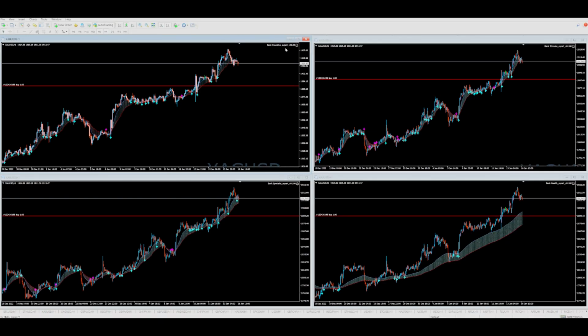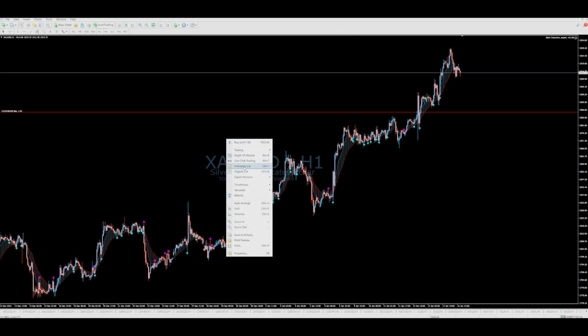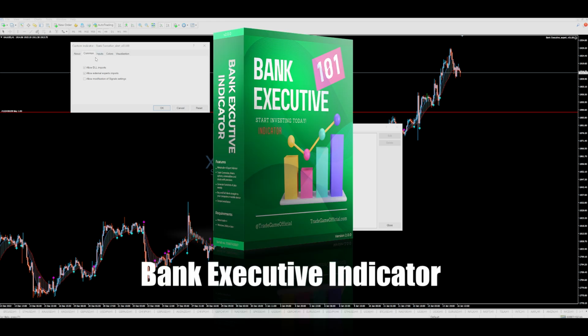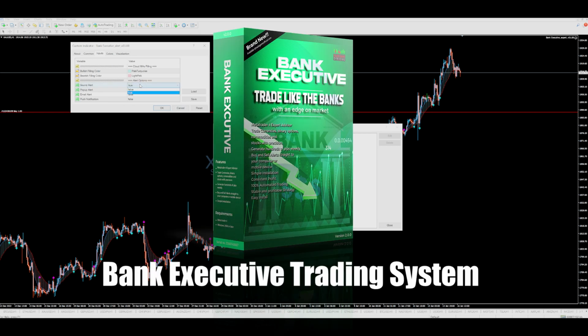So first we're going to start with the bank executive in the top left corner. Let's blow the chart out. And this is what the bank executive looks like. So if you order the indicator, this is what you'll get. First thing you want to do is click it. You put it in your indicator folder. Allow DLL imports, and then go to inputs, and you definitely want to put sound alerts to true in order to get it to talk if you have the talking version.